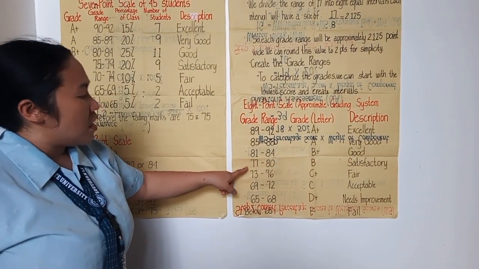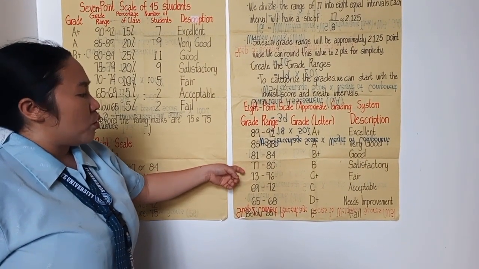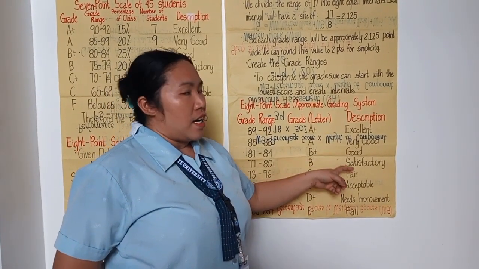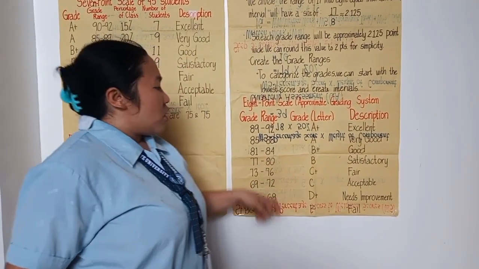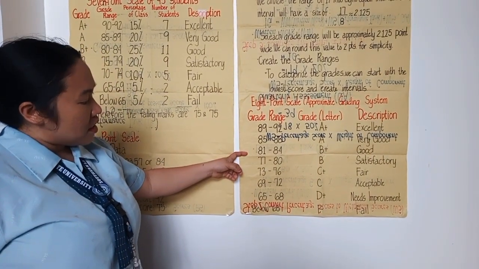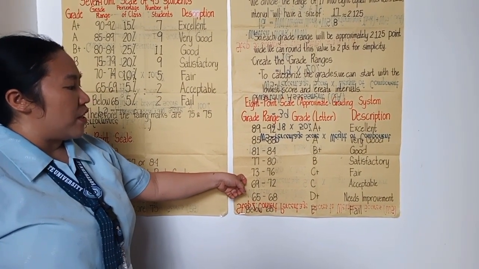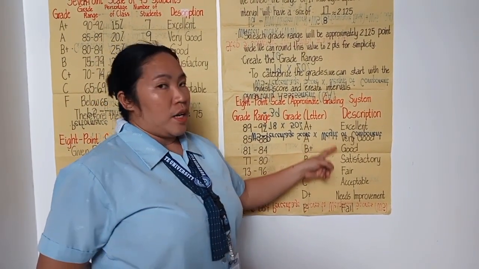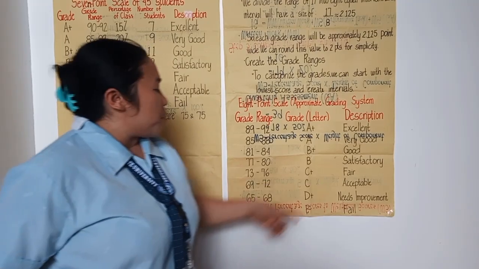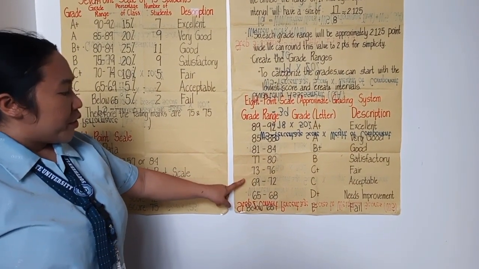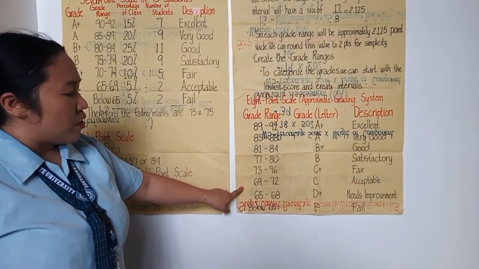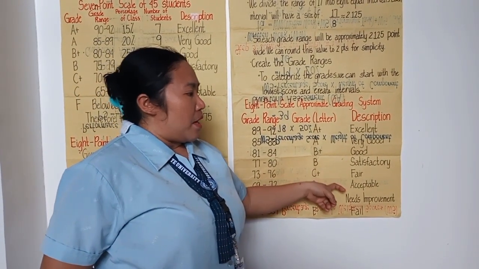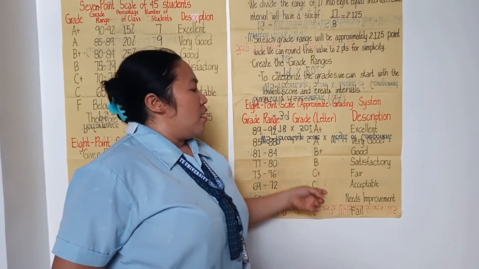Then next is the grade range between 77 to 80, which corresponds to grade letter B and is described as the satisfactory students. Next, the grade range between 73 to 76 corresponds to grade letter C plus and is described as the fair students performer. Then next, the grade range between 69 to 72 corresponds to grade letter C, described as the acceptable performer.